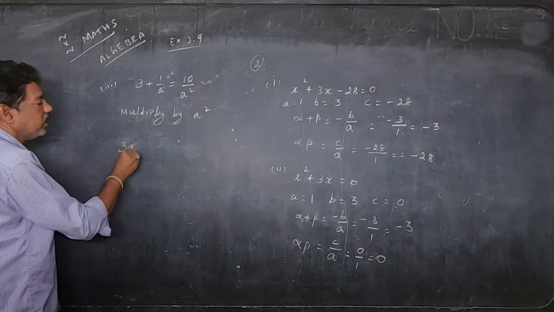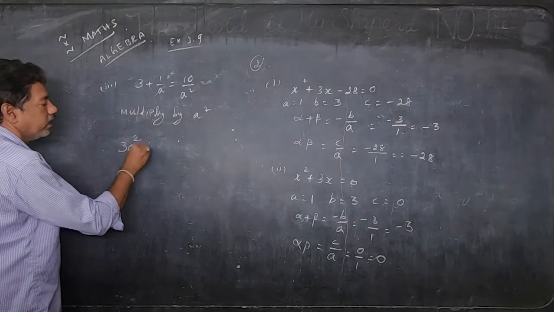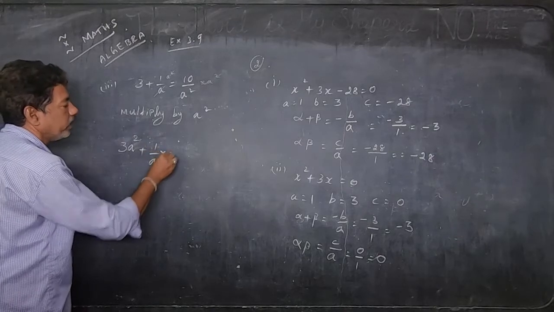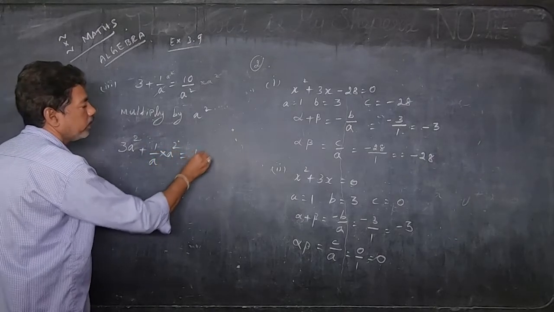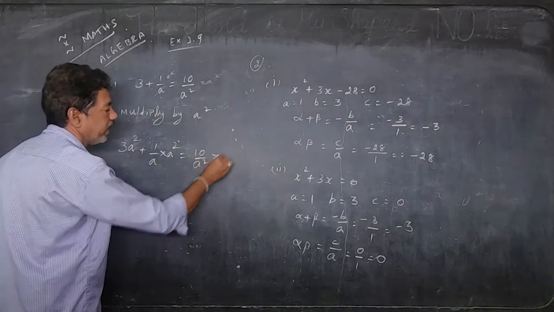3a square plus 1 by a into a square equal to 10 by a square into a square.